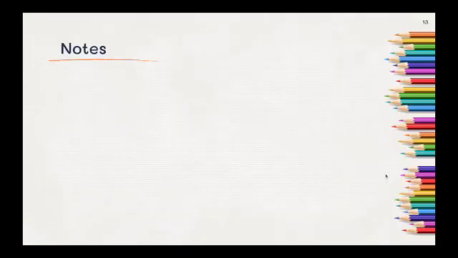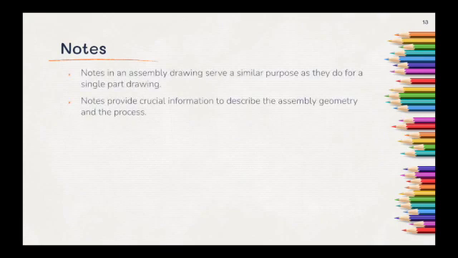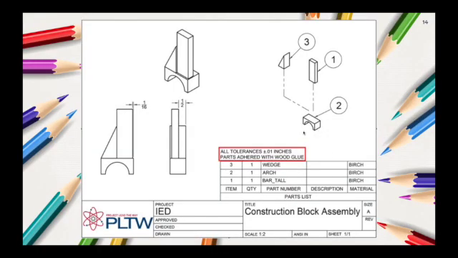So now let's talk about notes in an assembly drawing. Notes in an assembly drawing serve a similar purpose as they do for a single part drawing. Notes provide crucial information to describe the assembly geometry and the process. If we look here, we can see that this note includes all of our tolerances so that we know it's plus or minus 0.01 inches, and that we know that all the parts are adhered together with wood glue. That means that there should be a layer of wood glue in between the 3 components. And we know that these dimensions right here have a tolerance of 0.01.